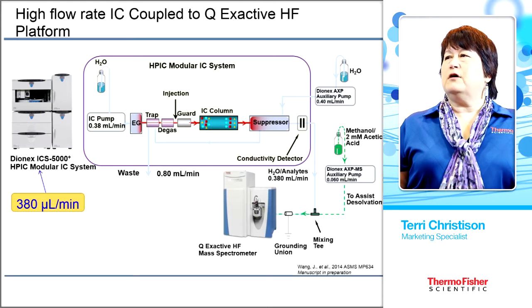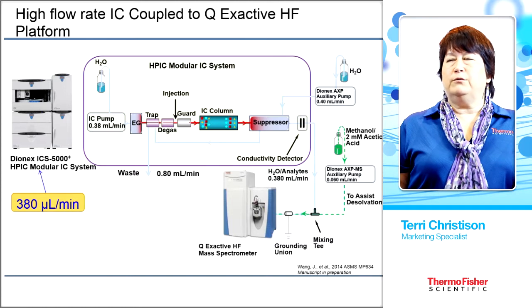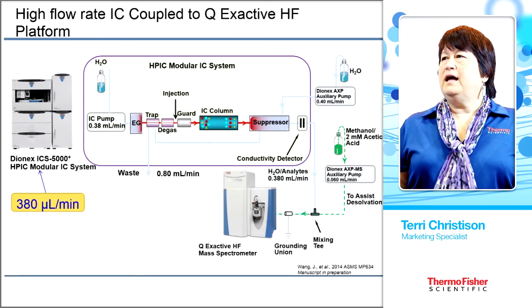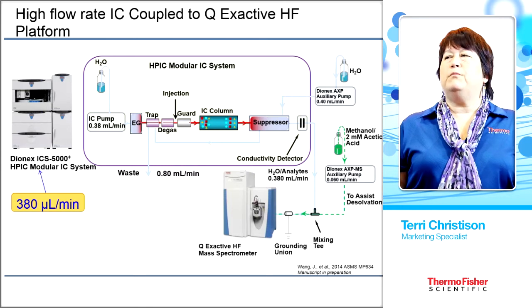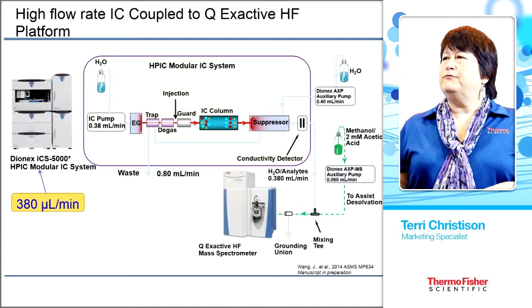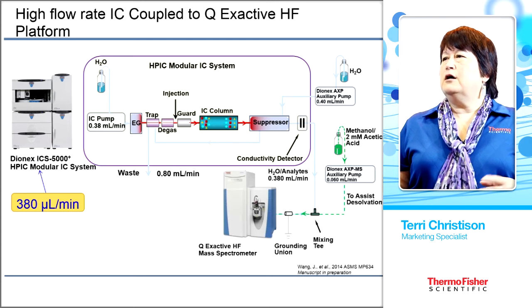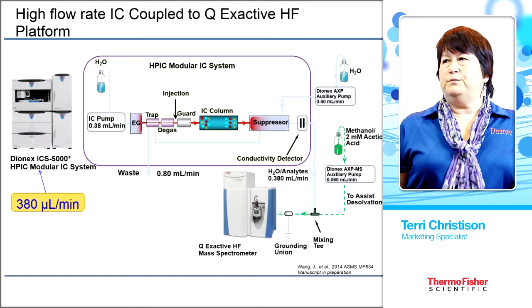After the column is one of our most important devices, our desalting suppressor, and that's what makes it possible to couple it with the mass spec. In line is our first detector. We're using a conductivity detector to monitor the health of the suppressor. After that, the effluent from the conductivity cell is coupled with a makeup solution of methanol and acetic acid, or you can just use methanol, and it's introduced into the mass spec.